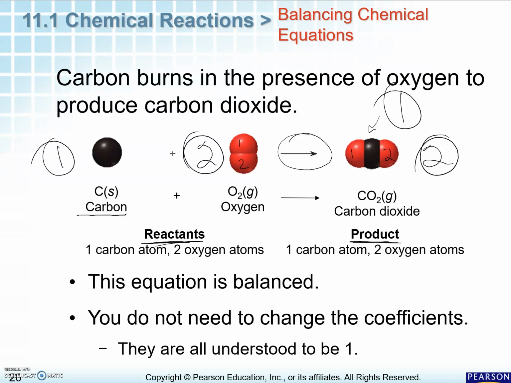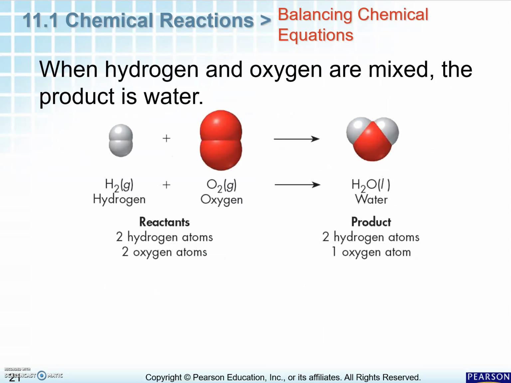Now, most equations are not that simple. Let's take my favorite example of hydrogen plus oxygen yielding water. So on the left side, you have 2 hydrogen atoms in that molecule, 2 in our oxygen. But if you go to our product side, you have 1 oxygen and 2 hydrogens. So for the first time, we have an imbalance. We have 1 oxygen atom on the product side and 2 on our reactant side.